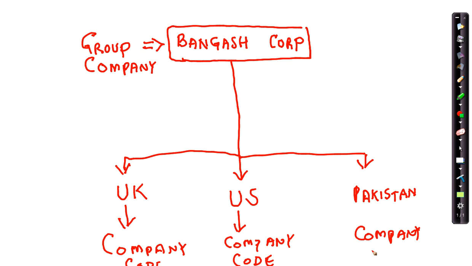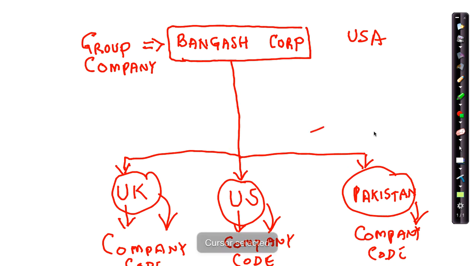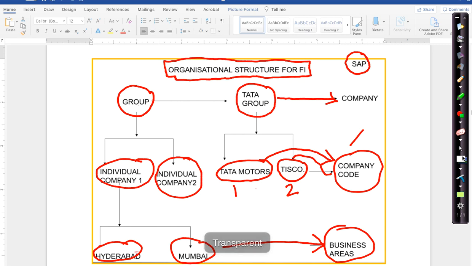Understood? So the companies you have in countries are the company codes, and all these companies, because it's headquartered in the US, are grouped under this company, a group of companies, right? Understood.